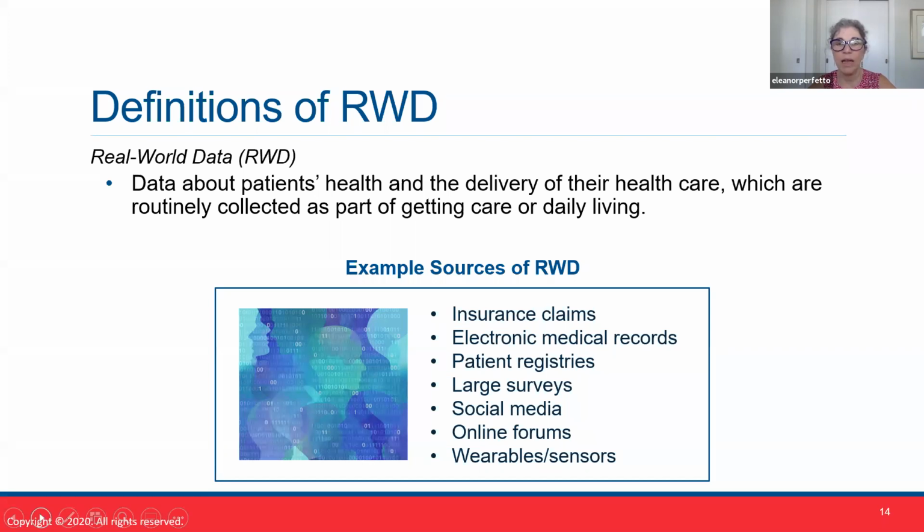It could come from an online forum where people are putting in their experiences or their preferences. And it can also come from wearables or sensors, so something like your Fitbit or your Apple Watch. So these are the places when we talk about the variety of sources where RWD comes from. It could come from any of these kinds of sources, and as you can see, these reflect what might happen in normal routine care or normal daily living. Next slide, please.